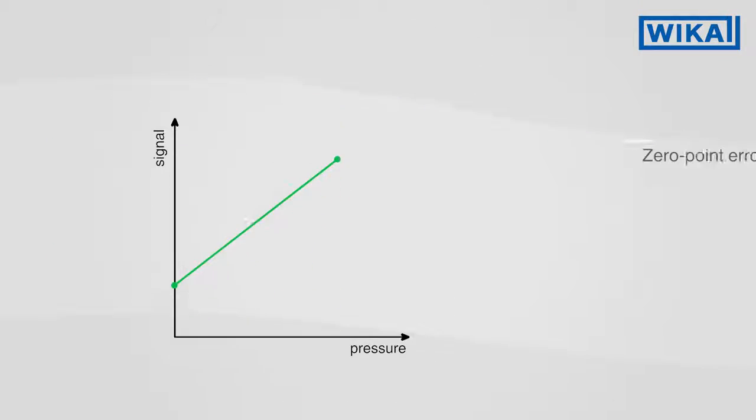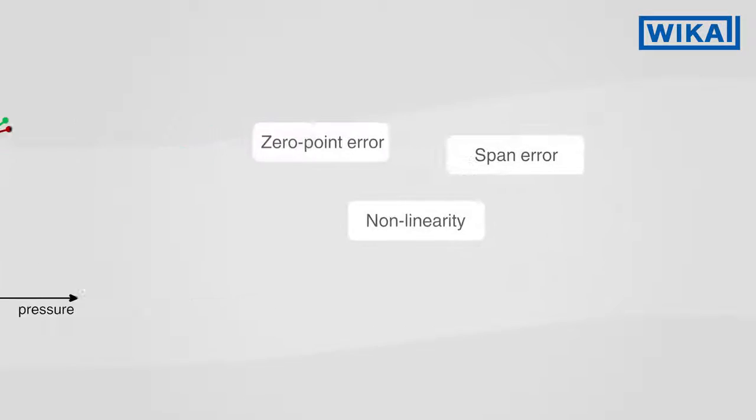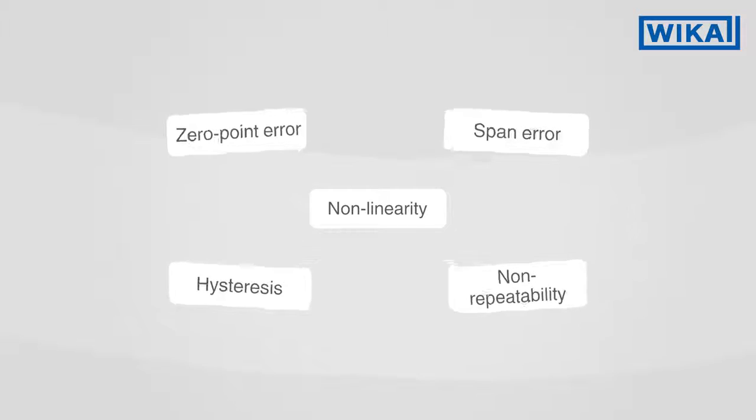In practice, of course, all three measuring errors described may occur simultaneously. For individual measuring points, this can strengthen the errors or they could cancel each other out. The interplay of these and other errors, such as hysteresis and non-repeatability, is colloquially referred to as accuracy.